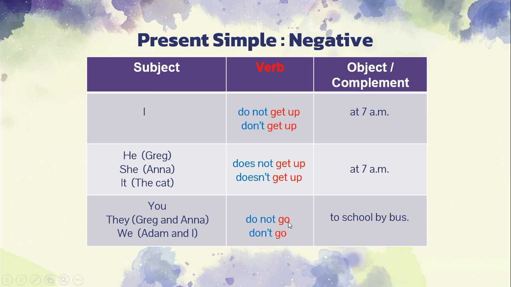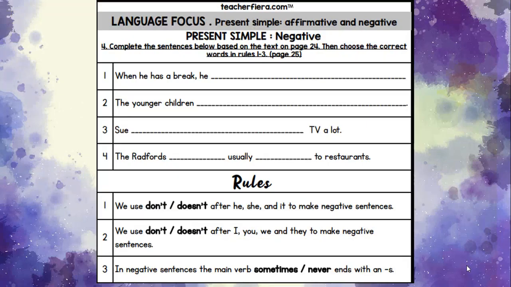You do not go to school by bus. They do not go to school by bus. We don't go to school by bus. Now, let's practice. Complete the sentences below based on the text on page 24. So, you may refer to your textbook, page 24, to get the answers. Then, choose the correct words in rules 1 to 3, page 25.